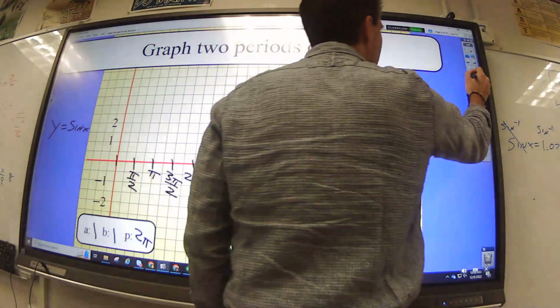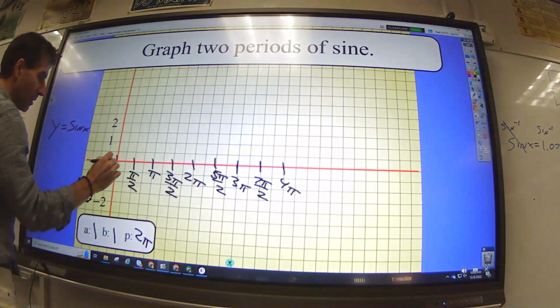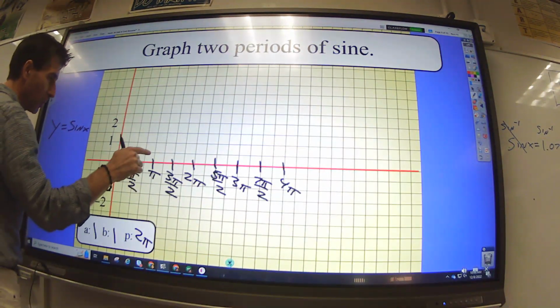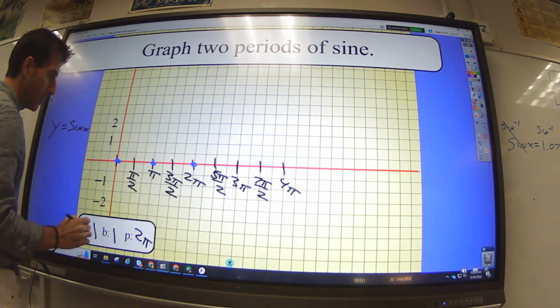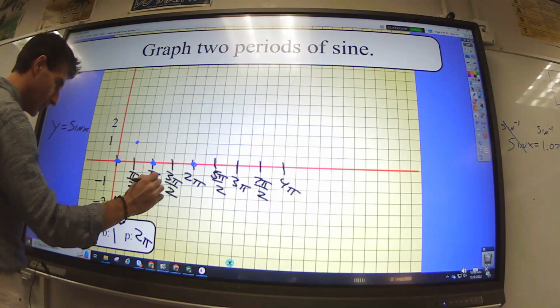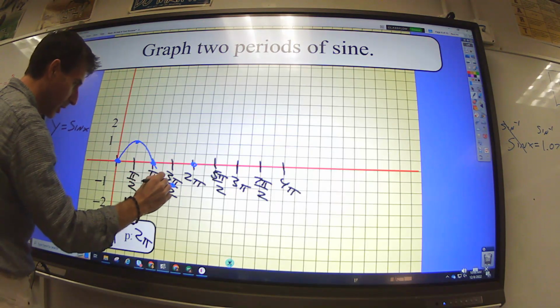Let's do our 5 key points. It's sine. First is 0, 1, 2, 3, 4, 5. Last is 0. Middle is 0. Up 1. Down 1. Curvy. No lines.